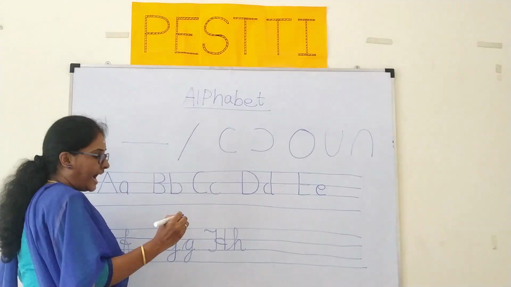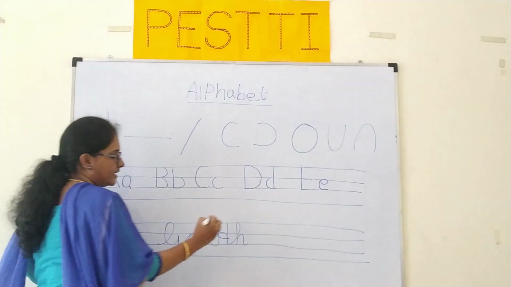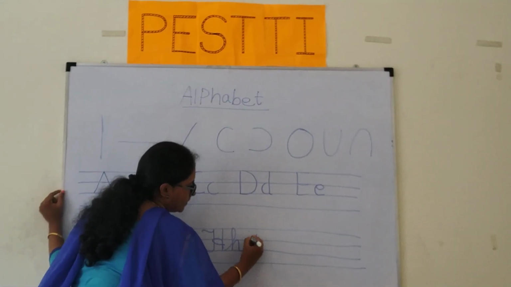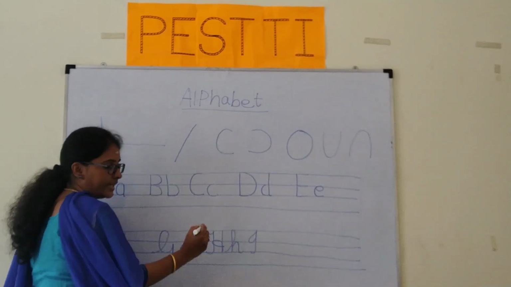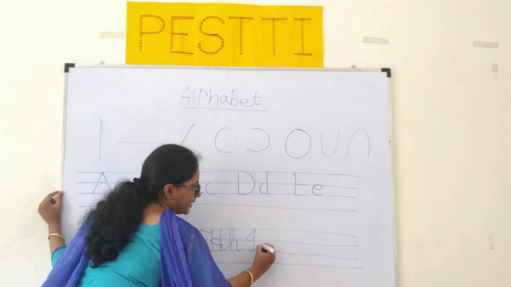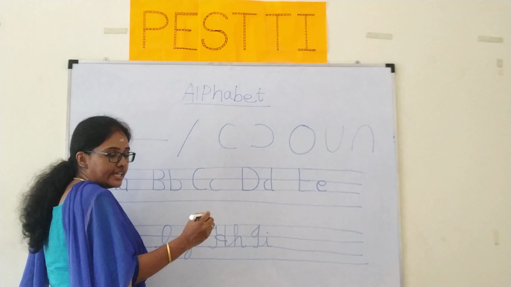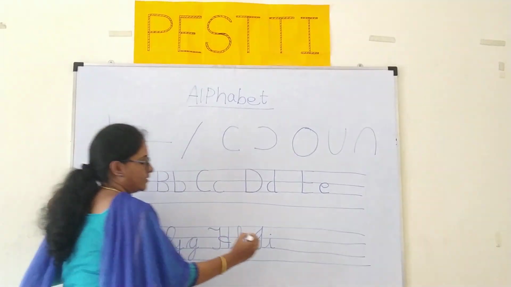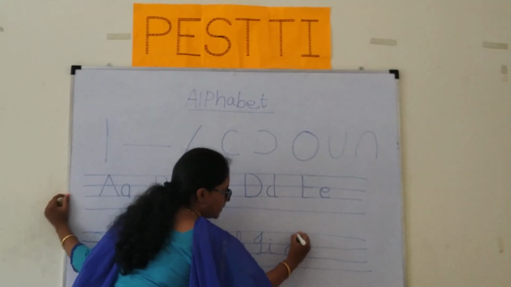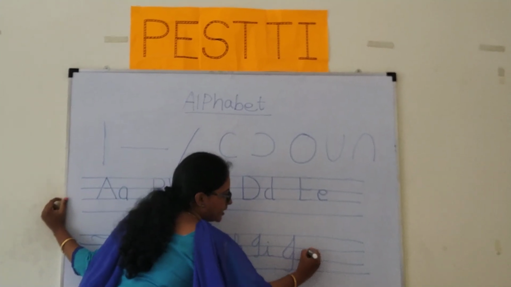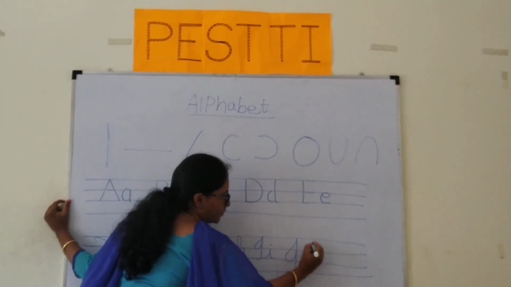The next I. Ink. I. Next small i. Put a dot. Next J. Jug. J. Then small j. Put again a dot.